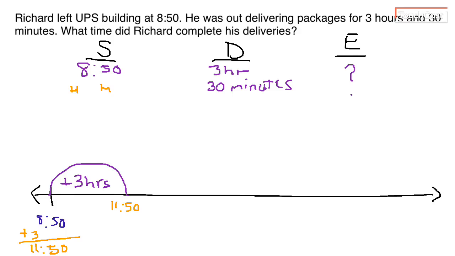Then I'm going to come up here and put a check on my 3 hours because we just jumped 3 hours. Then we need to look at our minutes. Now, we don't want to jump just one big 30 minutes. We want to break that down just in case it goes into the next hour. So what we can do is take our 30 and split it up into 10. So we can have 10, 10, and 10. Okay, so that all equals 30 minutes.